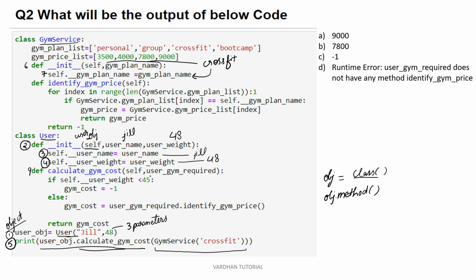In this user gym required, what we are passing? We are passing object here. Okay. See, actually these two things are executed, but now this object of class gym service will be passed here.